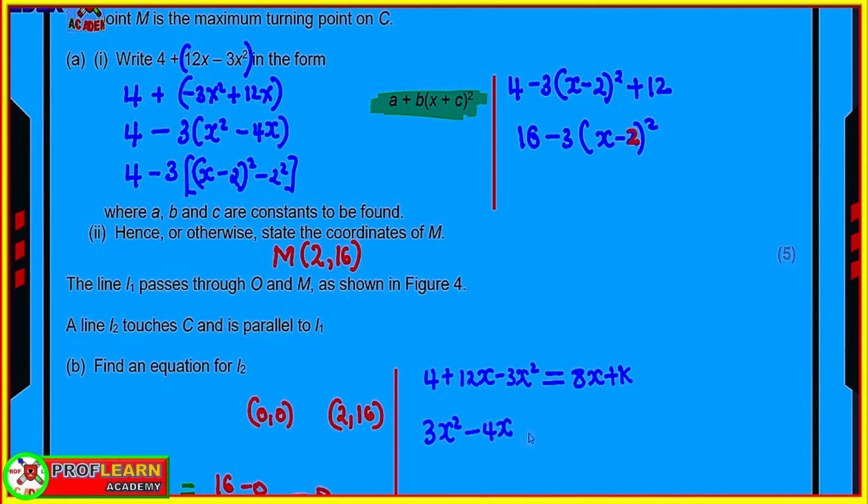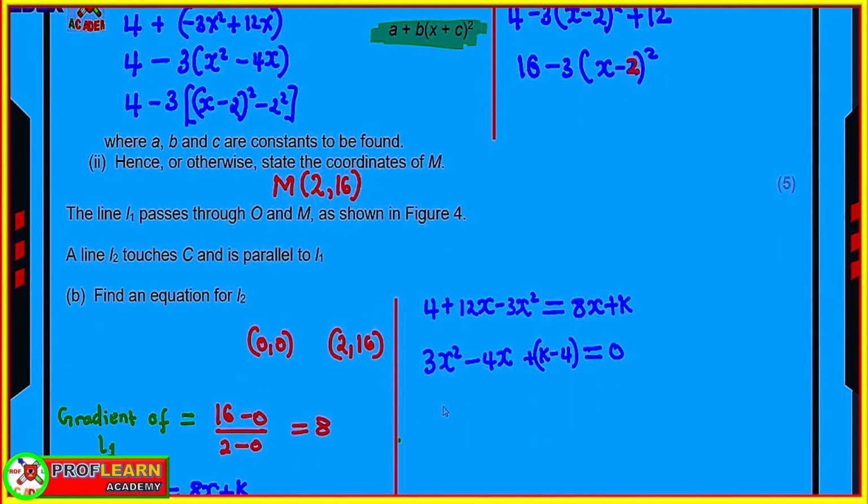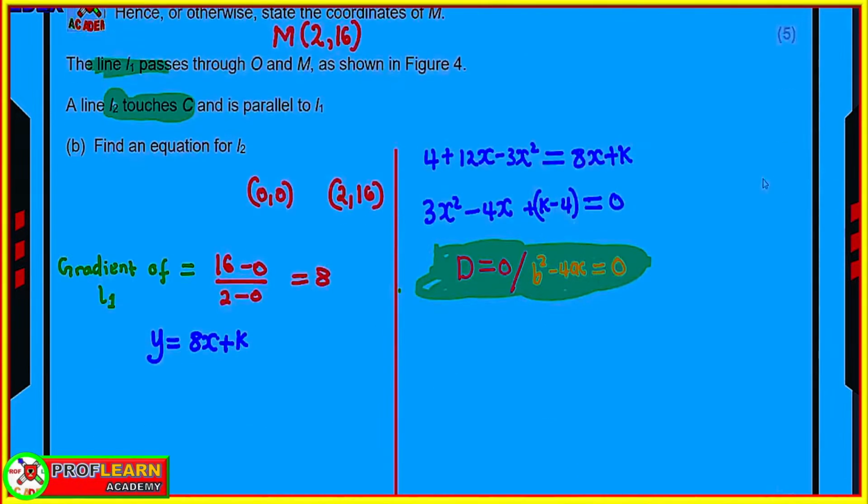So which means we are going to equate the quadratic and the straight line that we have said, which is y equals 8x plus k. Then we are going to form a single quadratic equation that we have at this given point. And since it touches, we can say the discriminant is equal to 0. Discriminant in this case will be 0. And remember, discriminant is b squared minus 4ac. Then we shall say that is equal to 0.